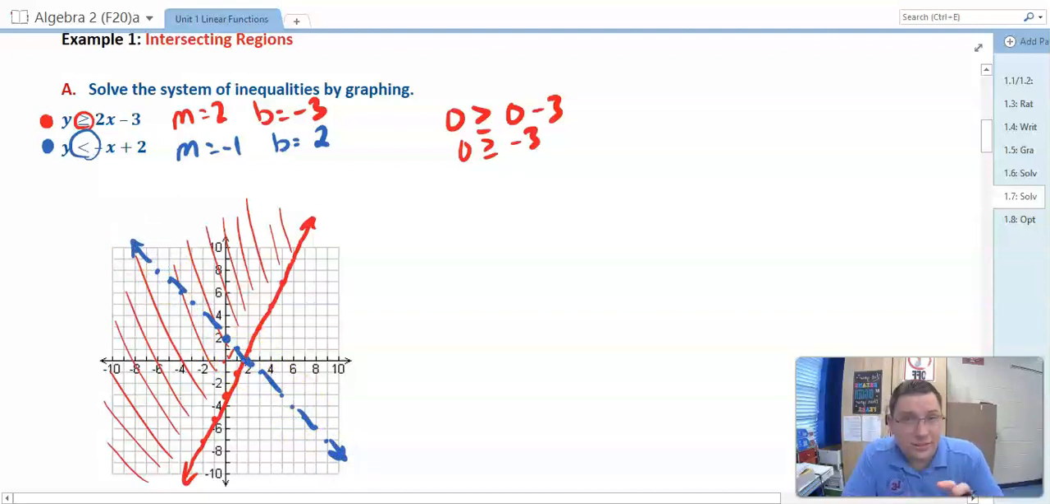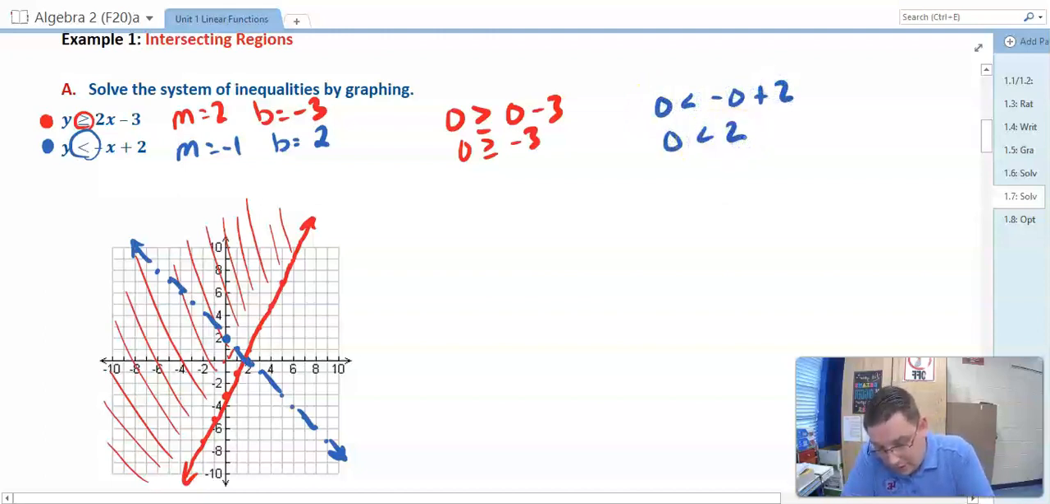Now, we'll try 0, 0 again. The zeros are going to work for this one. 0 less than negative 0 plus 2. So is 0 less than 2? That is true as well. So my shading will be on the same side of the origin of the blue line. So my blue shading is all of this.